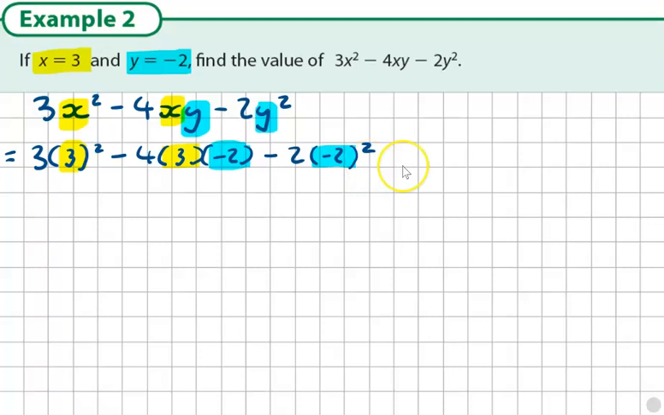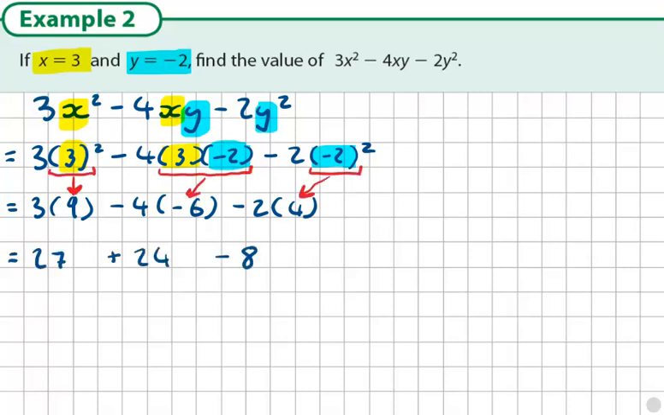So you can put this straight into the calculator and get an answer, or you can work it out step by step. So 3 squared will be 9, so we're going to have 3 times 9. Then the -4. And then 3 times -2 is -6. Then the -2. And -2 squared is 4. So I've just drawn in arrows to show where the numbers came from.